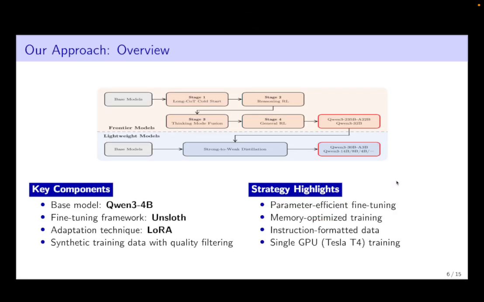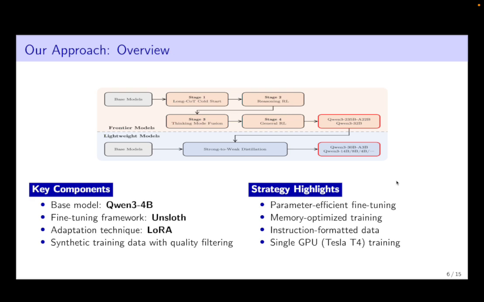Having understood the competition, let's move on to section 2, our methodology. Here is a high-level overview of our approach. Our core strategy centered on fine-tuning the Qwen 3 4B model, chosen for its balance of capacity and size. To do this efficiently under Kaggle's resource constraints, we leveraged the Unsloth library for speed and memory optimization, combined with LoRA, a parameter-efficient fine-tuning technique.